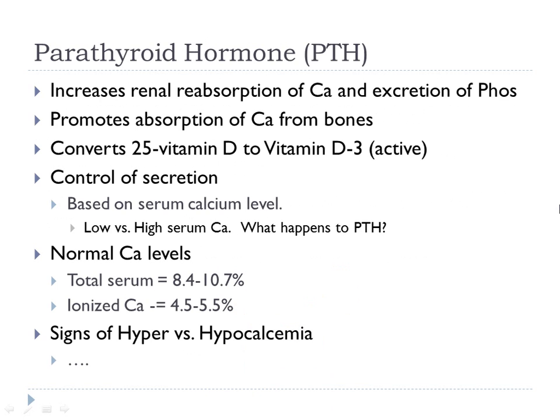Renal reabsorption of calcium and excretion of phosphorus, because you remember that phosphorus and calcium are opposite, right? Promotes absorption of calcium from bones. So if the calcium is low in the blood, parathyroid hormone is released, and pulls a little bit of calcium from the bone to restore serum calcium. Because if we have low serum calcium, we have big problems. Cardiac, right?